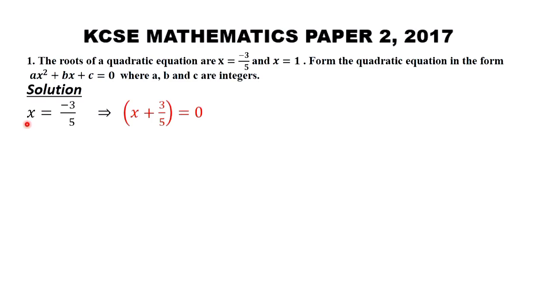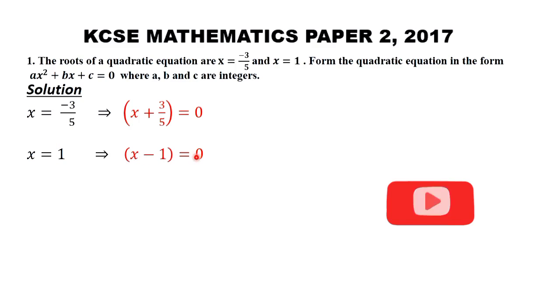First, we have the root x is equal to -3/5. When we take -3/5 to the left hand side, we have x plus 3/5, and then on the right hand side we'll have 0. So this is obtained from the first root. We can also do the same for the second root. So we have x is equal to 1, or rather 1 going to the left hand side will give us x minus 1, and then we equate to 0.